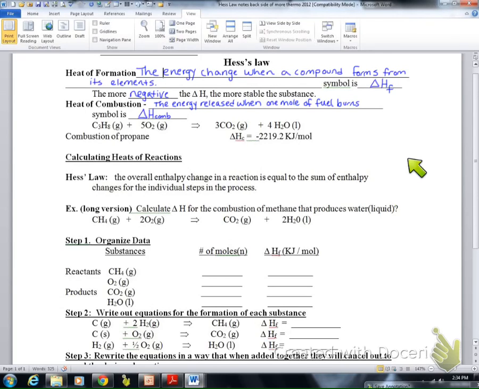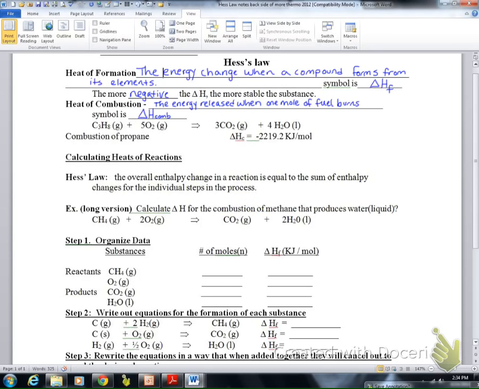So this should be a review from the slide of notes, but I just like to have us write it down again for repetition, as well as to have those definitions on hand while we practice calculating Hess's law. So again, Hess's law is the overall enthalpy change in a reaction, and it's equal to the sum of the enthalpy changes for the individual steps in the process.